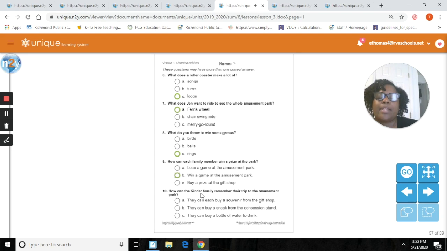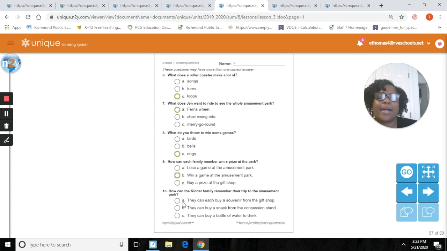All right. How can the Kinder family remember their trip to the amusement park? A, they can each buy a souvenir from the gift shop. B, they can buy a snack from the concession stand. Or C, they can buy a bottle of water to drink. And it says, let's look at that question. How can the Kinder family remember their trip? So they can each buy a souvenir.